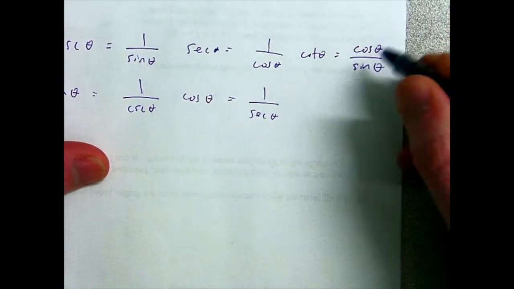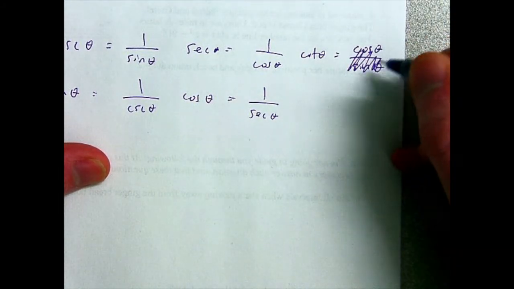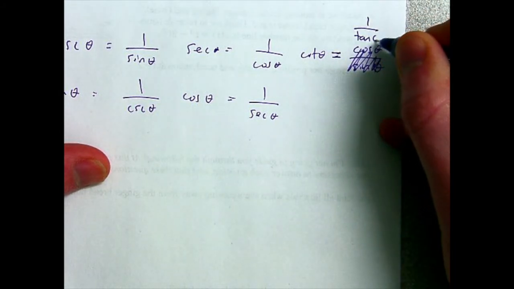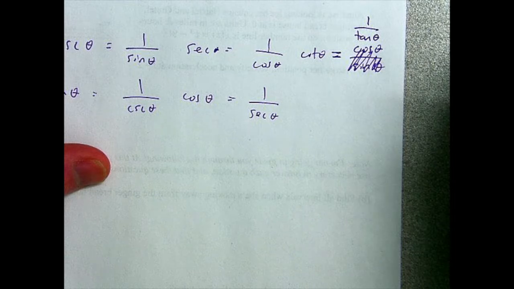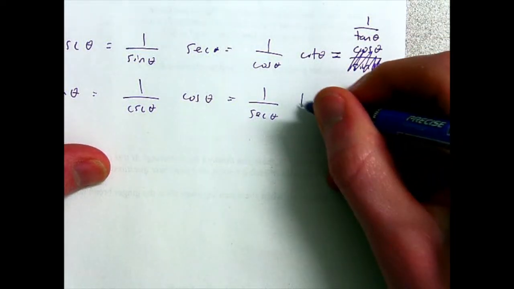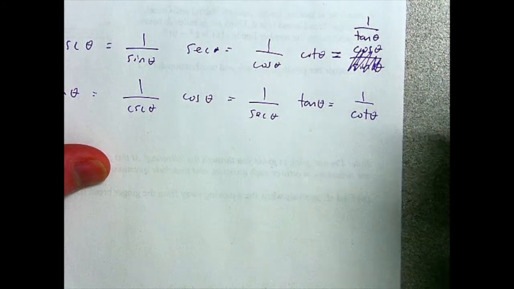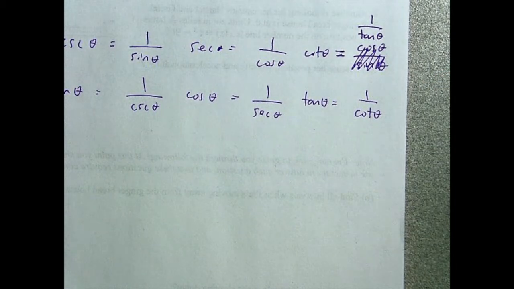I wrote cotangent as cosine over sine. That's true, but it's not the identity I meant to write. I meant to simply say that it's the reciprocal of tangent. That's the reciprocal identity. And then similarly, tan theta is the reciprocal of cotangent. So these are the reciprocal identities. Every trig function is the reciprocal of some other trig function, so these are important.